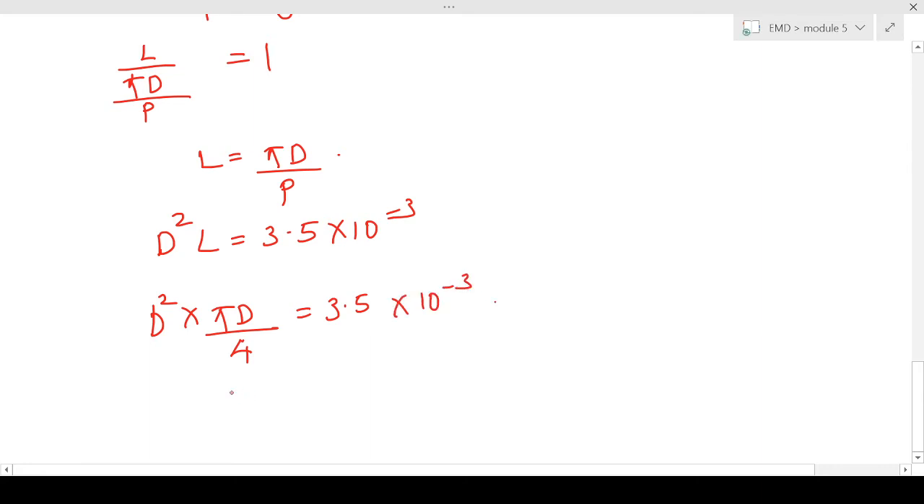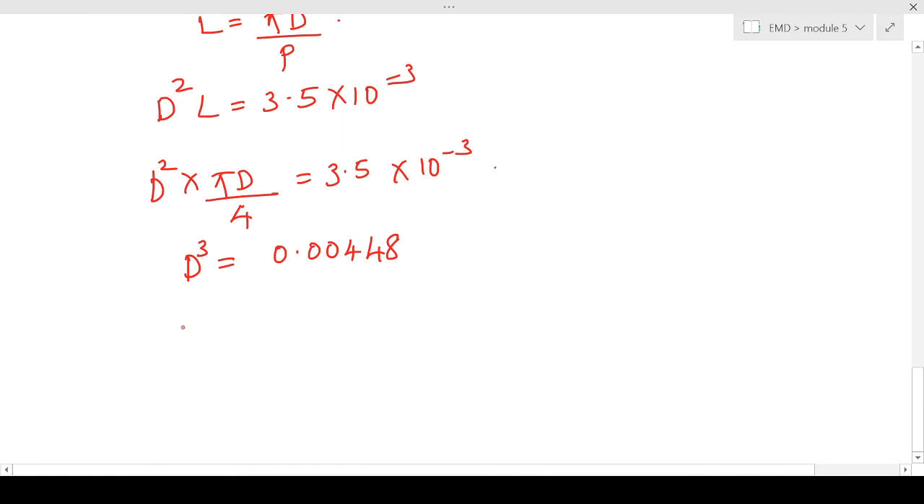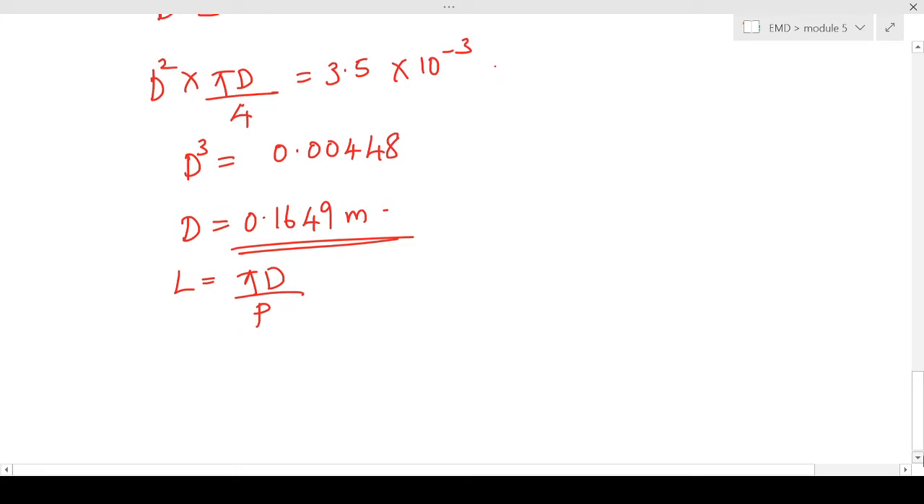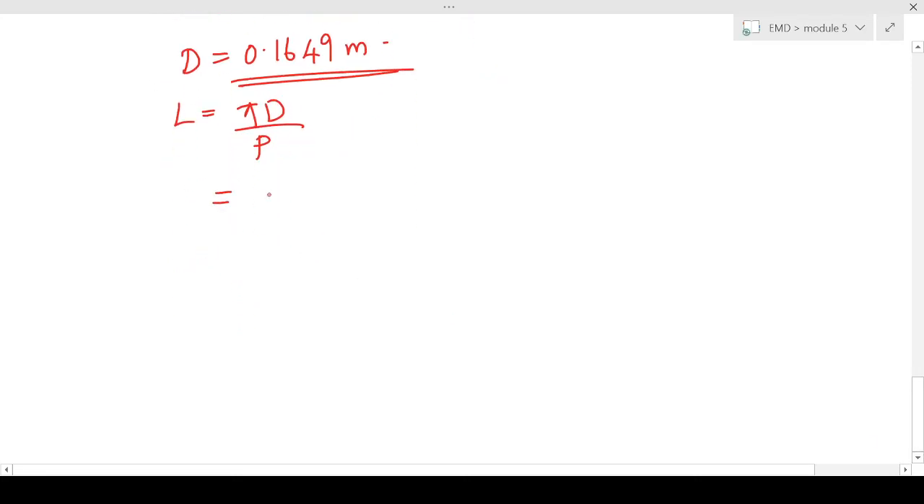And solving you will get D cube as 0.00448 and you will get D as 0.1649 meters. So now you know the value of D. Now we can find L. L is equal to pi D by P and you will get the value of L as 0.129 meter. So we have found the main dimensions.